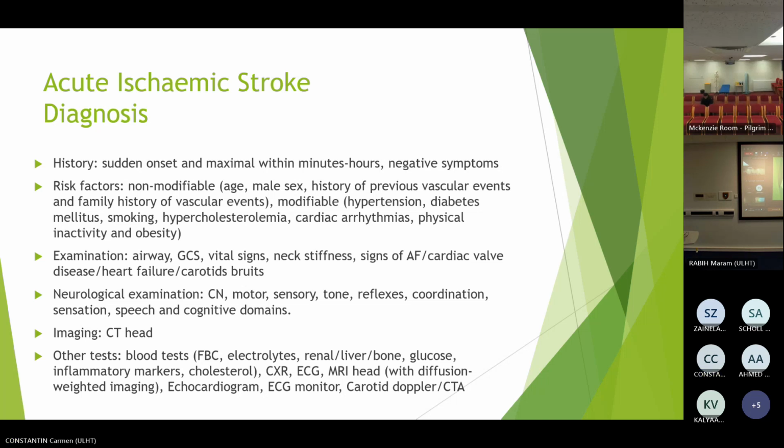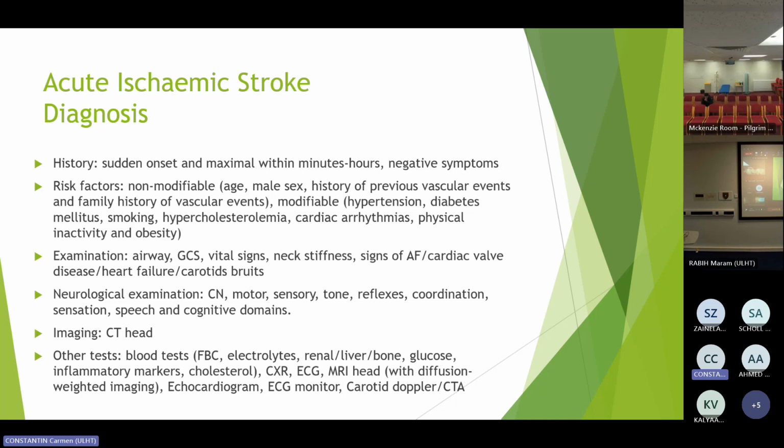Echocardiogram also is not a must, but I outlined it here as it's useful in certain situations, especially when, for example, the patient with an embolic stroke is having a PE as well. Also in valvulopathies or new murmurs. So ECG monitor is required, and carotid Doppler or angiogram. And I'll tell you when we need the one and when we need the other.